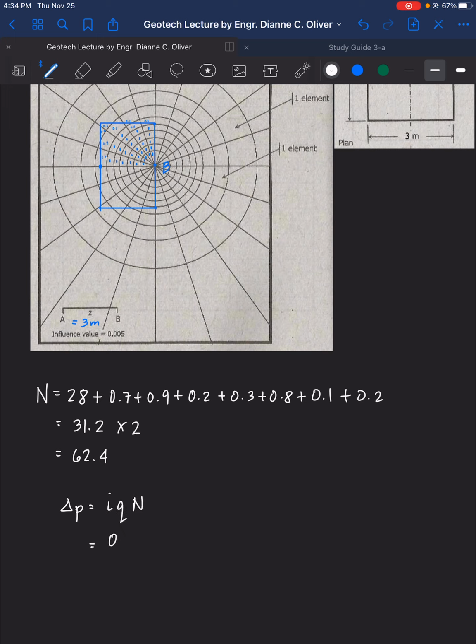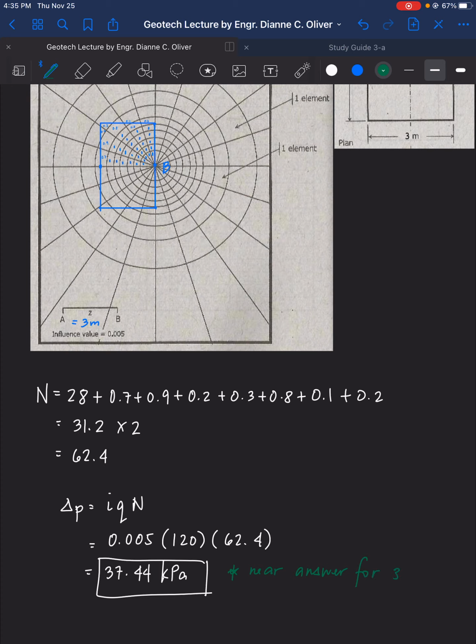Having I is 0.005, Q was 120, and then N is 62.4. We now have 0.005 times 120 times 62.4. We have 37.44 kilopascal. So let's see if this is near to the answer from formula 3-A. So it should be close or near.